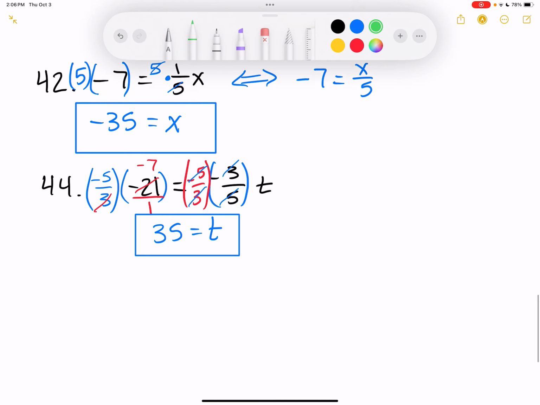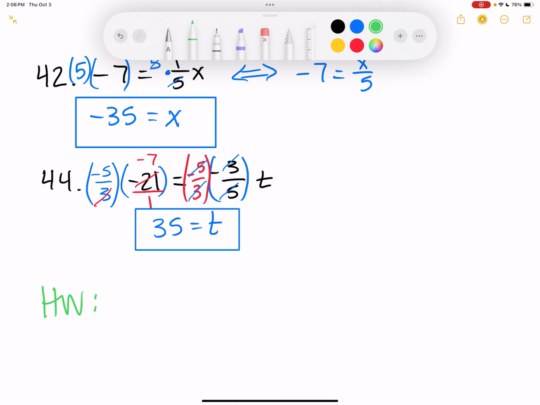And your problems are 5, 9, 13, 19, 21, 27, 33, 35, 41, and 45.